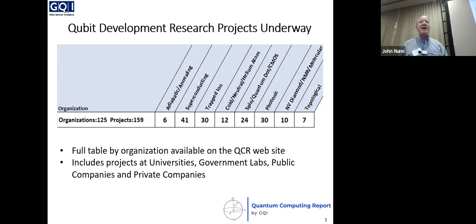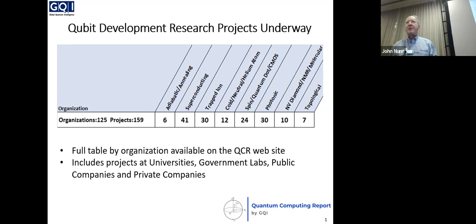Just to show you the diversity worldwide, on our website we count the number of different projects that are building these things, and we see 125 organizations, over 159 different types of projects, and you can see that count there of who's doing what. The most popular one is something called superconducting. The leaders there are people like IBM and Google, a startup company in Berkeley called Rigetti.